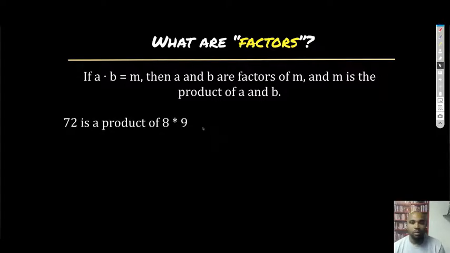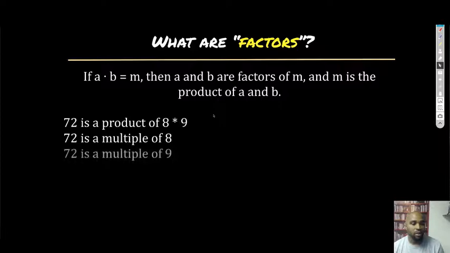There's many ways we've talked about up to this point. Now I'm going to talk about a different way. So we talked about 72 is a product of 8 times 9. 72 is a multiple of 8, because if you were to keep counting with 8 times 1, 8 times 2, and so on, 72 is one of the multiples of 8. 72 is a multiple of 9 as well, because 8 nines will give you 72. So you keep going 9, 18, 27, 36, and so on.